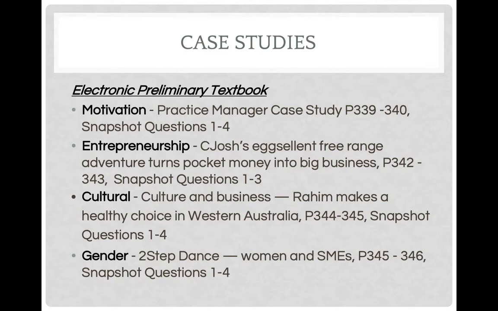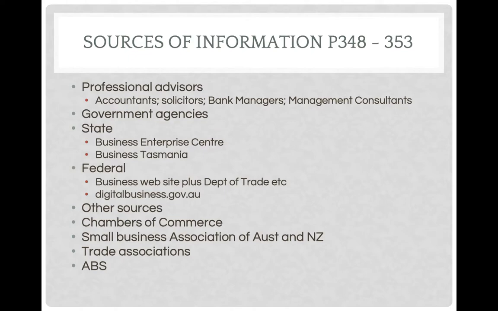Okay, you've got case studies now that I'd like to have a look at in your preliminary textbook. You've got motivation there, entrepreneurship, cultural and gender, and you've got the page reference numbers there. Okay, so sources of information, 348 to 353.